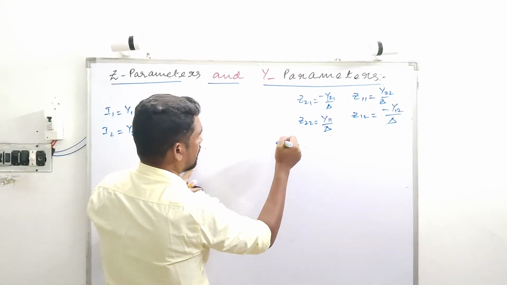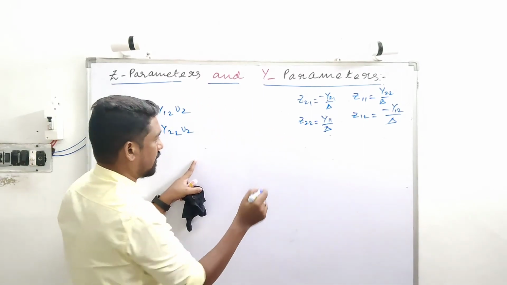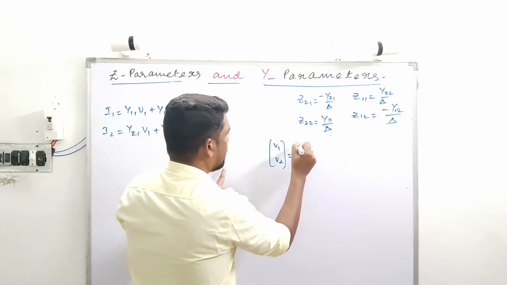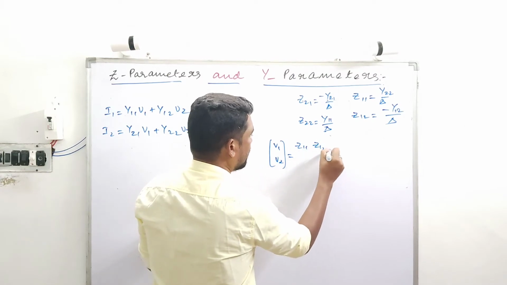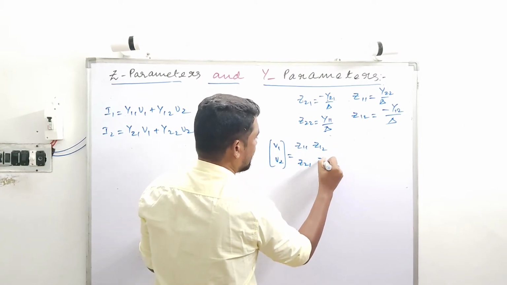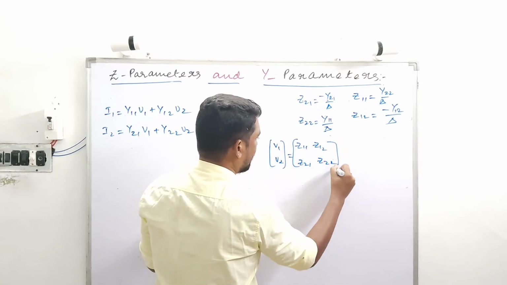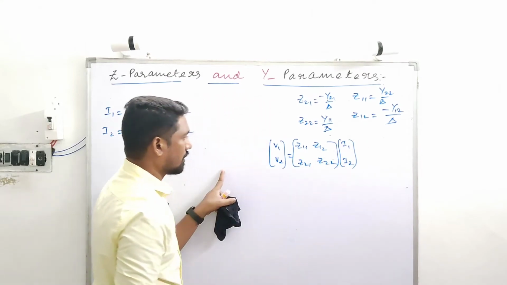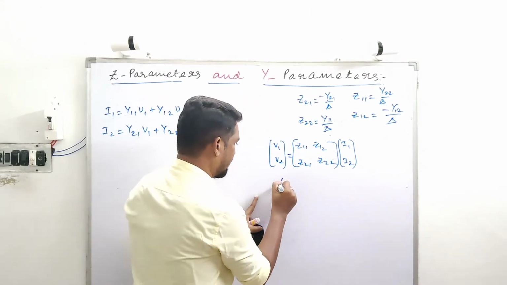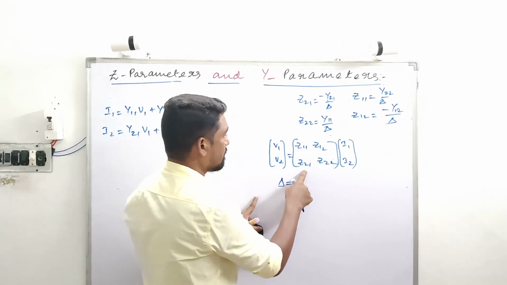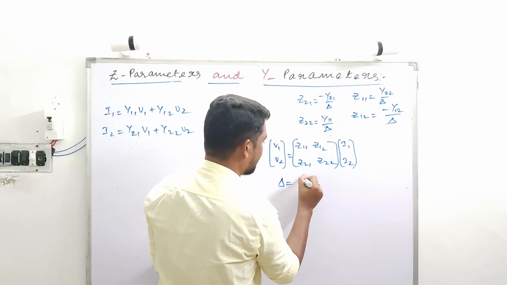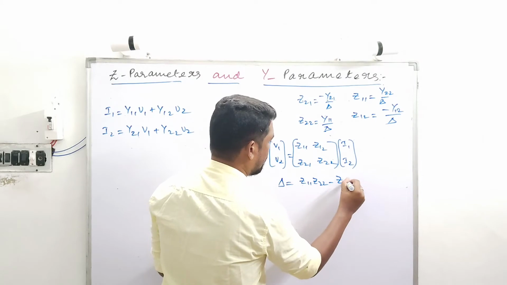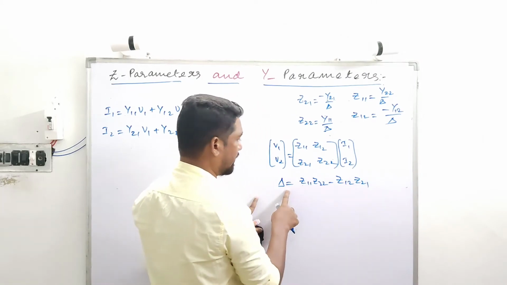So what do we have for Z parameters? Straight away the matrix form. V1 V2 is equal to Z11 Z12 Z21 and Z22, and the I1 and I2 column matrix. Right, so once again, what will be the del, the determinant of this one? It's this into this: Z11 Z22 minus Z12 Z21. This will be the del.